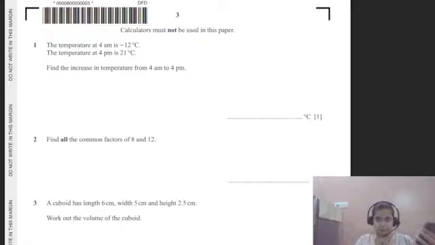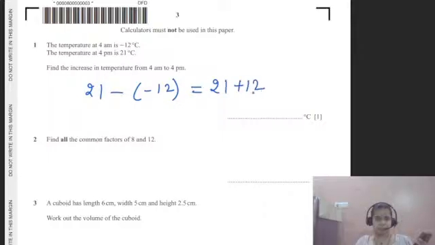Right, so let's get started. First question: temperature at 4 a.m. is -12 and temperature at 4 p.m. is 21. Find the increase in temperature from 4 a.m. to 4 p.m. So final temperature at 4 p.m. is 21. Final temperature minus initial temperature we will do, right? So minus minus becomes positive, so then we will add. So answer will be 33 degrees Celsius for this.